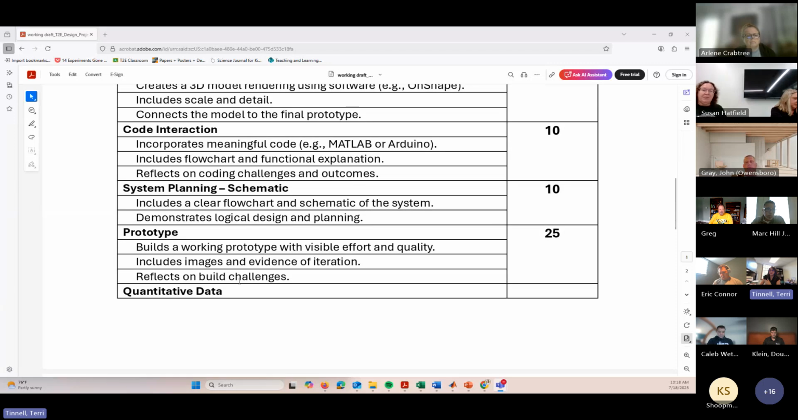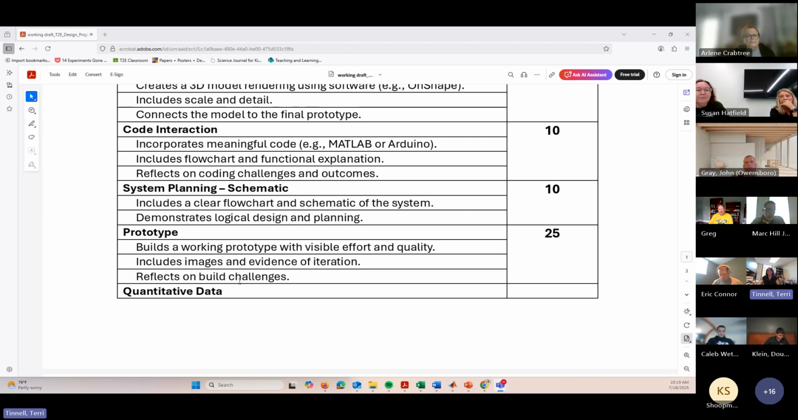Schematics play into the planning. So a lot of these projects, as you all know, it comes down to the planning, being able to plan out and make decisions along the way. So each one of these pieces in terms of system planning, prototyping, and quantitative data, what we're talking about is being able to integrate all of those things together. And we really want to see students be able to demonstrate that.